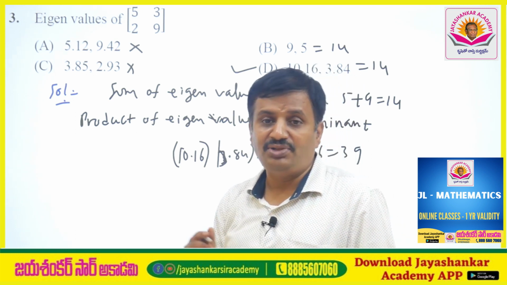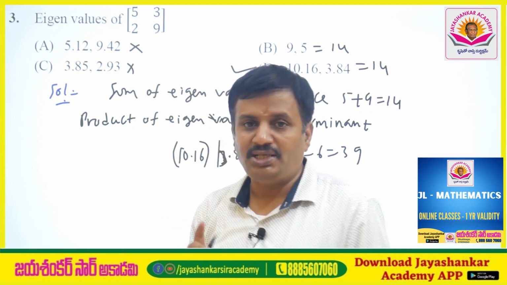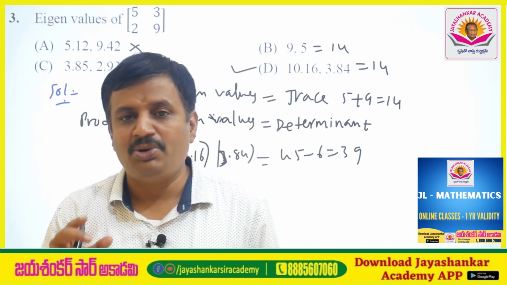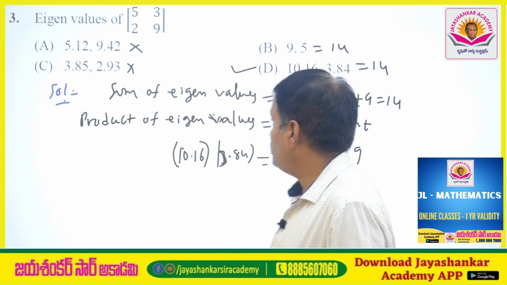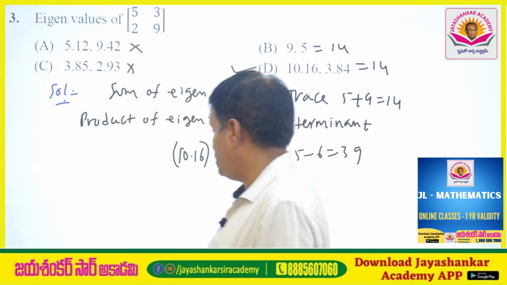Using the sum of the eigenvalues is the trace, both options are satisfying, and using the second property, what is that? The product of the eigenvalues is the determinant. Which option is satisfying? Option D is the correct answer.